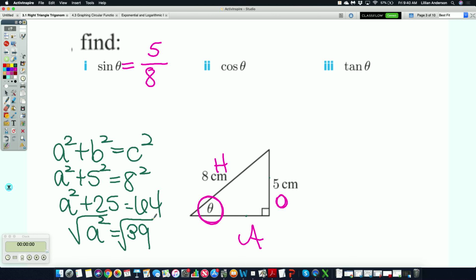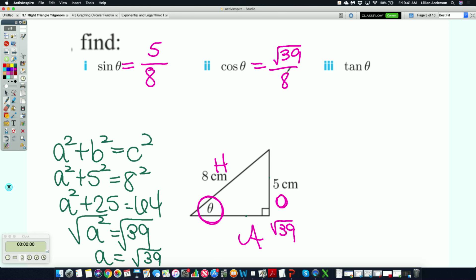Now, normally when you square root an equation, it's always plus or minus, but we're talking about the length of a side, so it has to be positive. Does the square root of 39 simplify any? No. So our adjacent side is the square root of 39. So then the cosine would be the square root of 39 over 8.